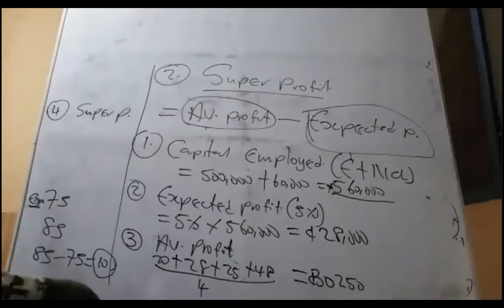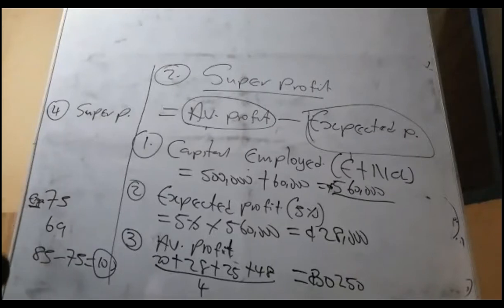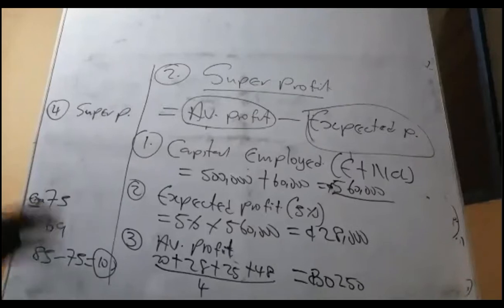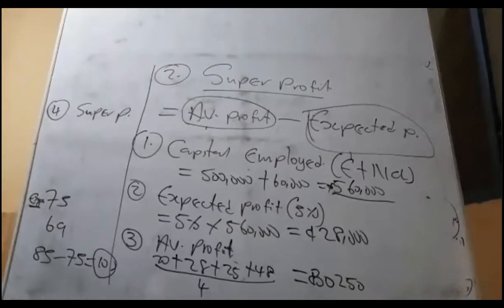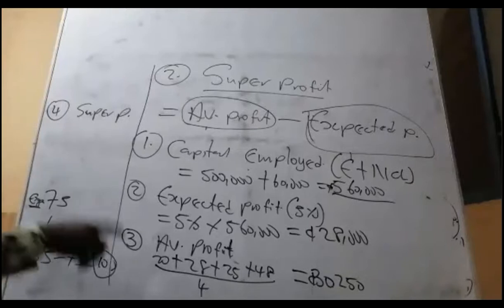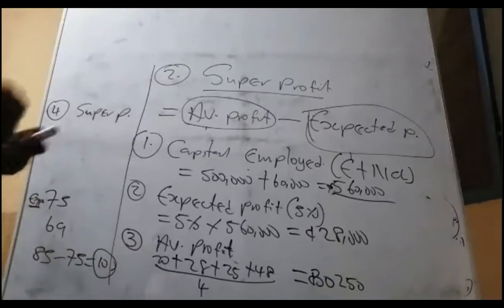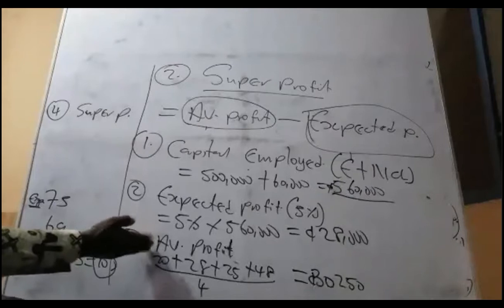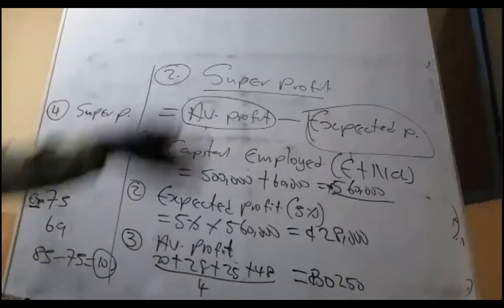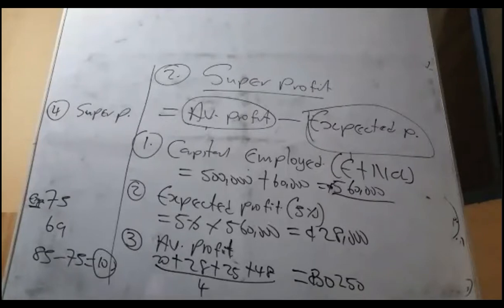But what if the actual was rather lesser? You had 69. Here there's no super mark. In fact, your expectation, you didn't even make it. Your target, you didn't even make your target, let alone have what you call abnormal gain. So in that case, there's no super profit. So take note of that. You only have super profit if whatever you have earned, on average, is far more than what you were expecting. You've done very well, extra well.